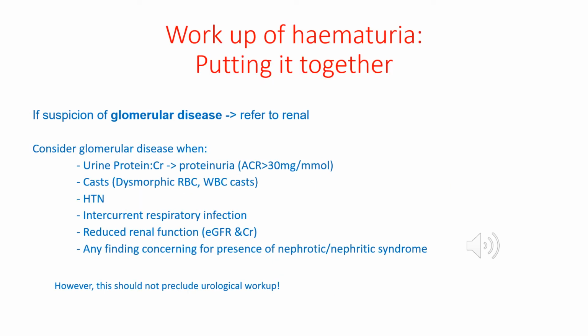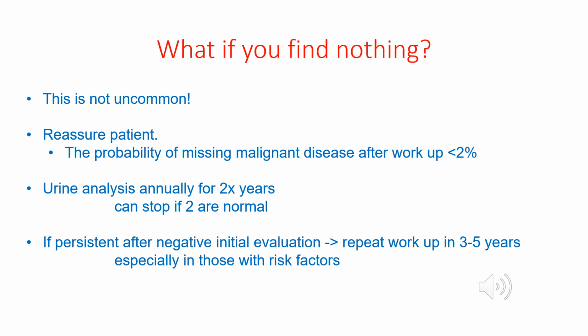Finally, it's important to remember that when you do have hematuria, don't forget about glomerular disease as a cause and consider referral to a renal physician for further evaluation. Things that clue you into this would be proteinuria, the presence of cellular casts, new hypertension or worsening hypertension that's refractory to treatment, intercurrent respiratory infection, reduced renal function, and any finding concerning for the presence of nephrotic or nephritic syndrome. But also keep in mind that if any of these are present, this should not preclude a urological workup for malignancy.